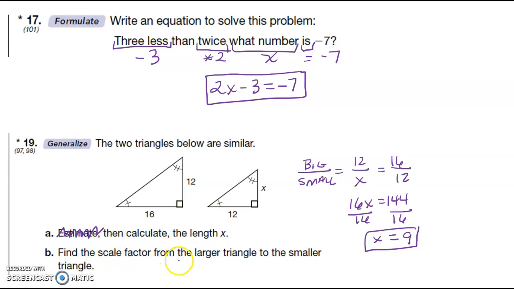And then it says find the scale factor from the larger to the smaller. So this is going to be my scale factor here, 16 over 12. I'm going to divide by 4 because I need to reduce that, so I get 4 over 3. You could do it 4, 2, 3, or 4, 2, 3.